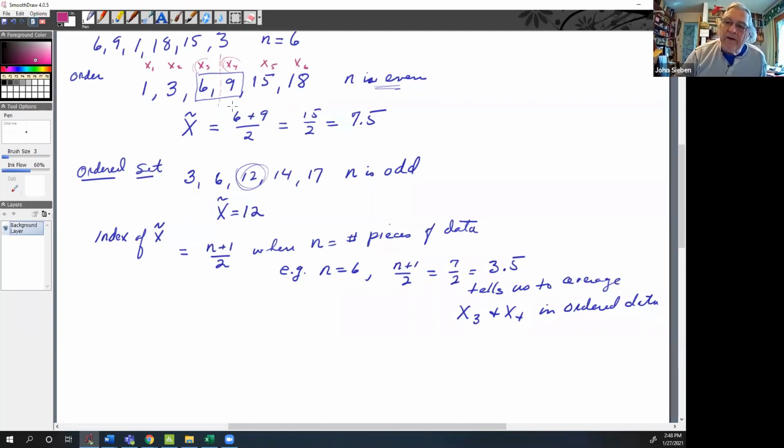Here is where we did it. x3 is 6. So this is x3 plus x4 is 9. (6 + 9), x4 over 2.